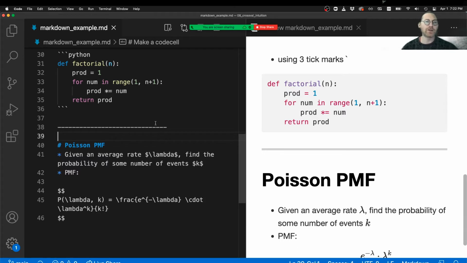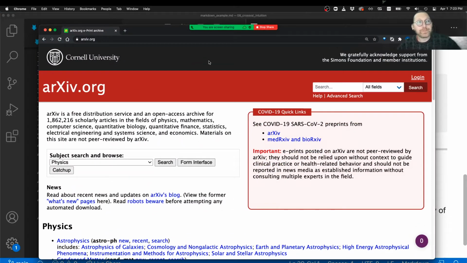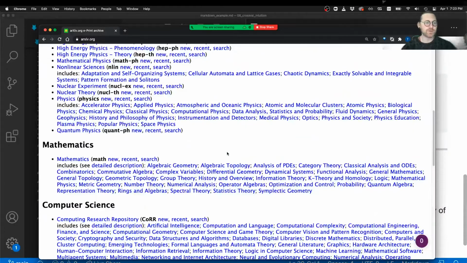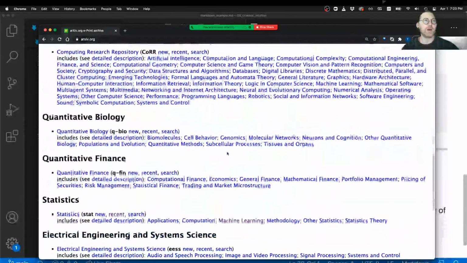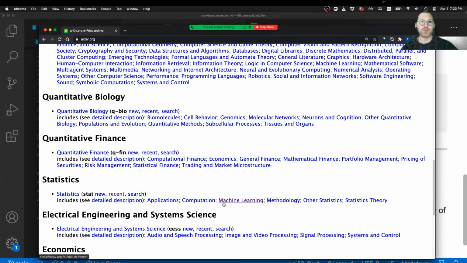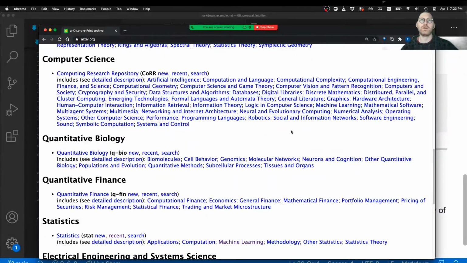That said, there are some places where you'll go, and I'll show you one of those places right now. There's this really amazing thing called arXiv. This is just a massive database of academic papers in math, computer science, physics, obviously quantitative biology, finance, statistics. There's a couple of different places where machine learning shows up, under statistics, and I believe under computer science as well. There it is.